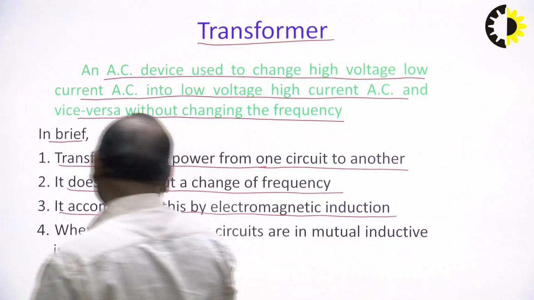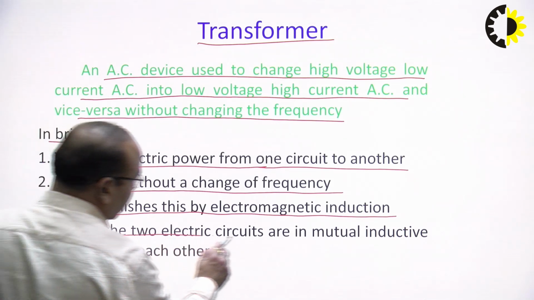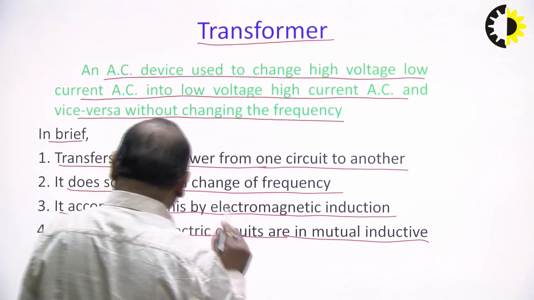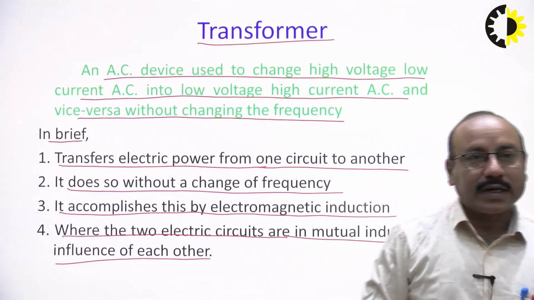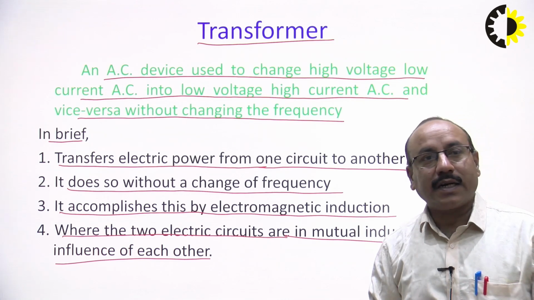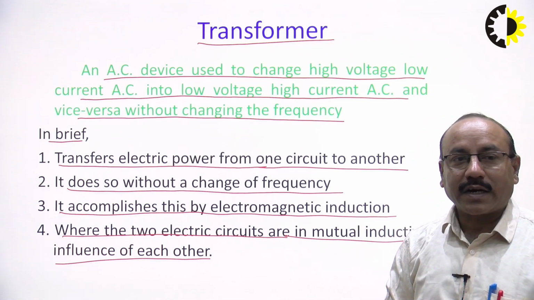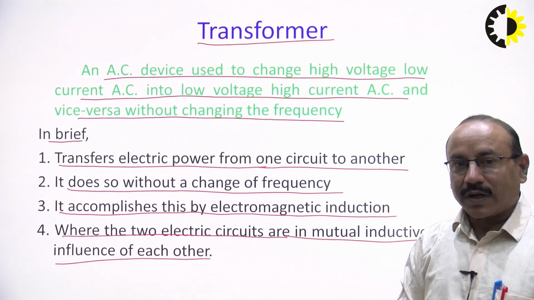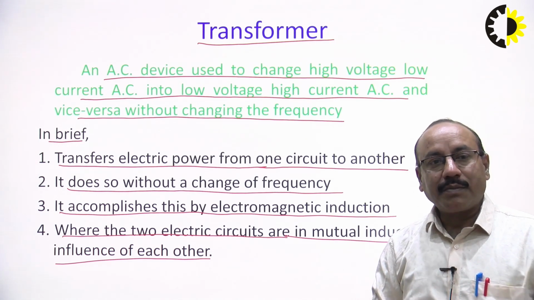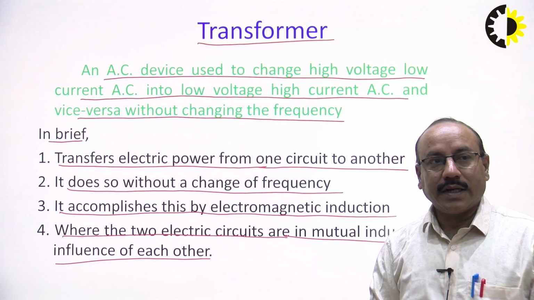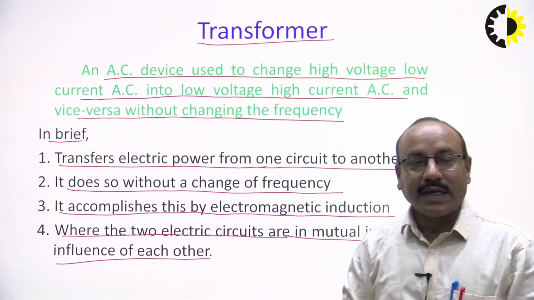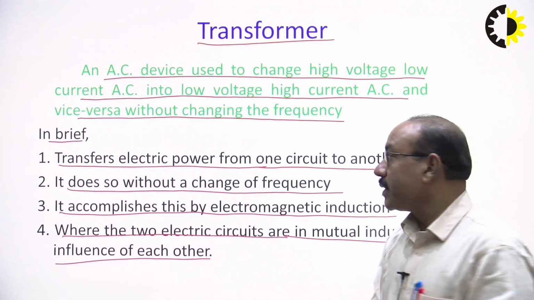And the fourth function is where the two electric circuits are in mutual inductive influence of each other, there it works. That means the two sides of the transformer, that is the primary circuit and secondary circuit, or input circuit and output circuit, are connected with mutual coupling or mutual induction, and that is why a transformer works on the principle of electromagnetic induction. This is the reason why it is an AC device. Since induction is possible in AC, it cannot be in DC.